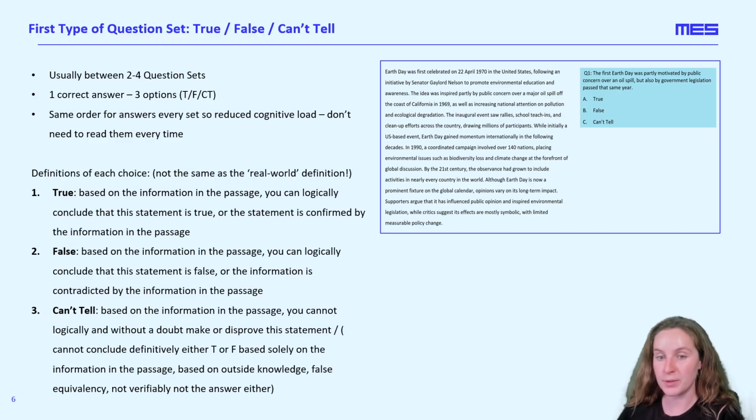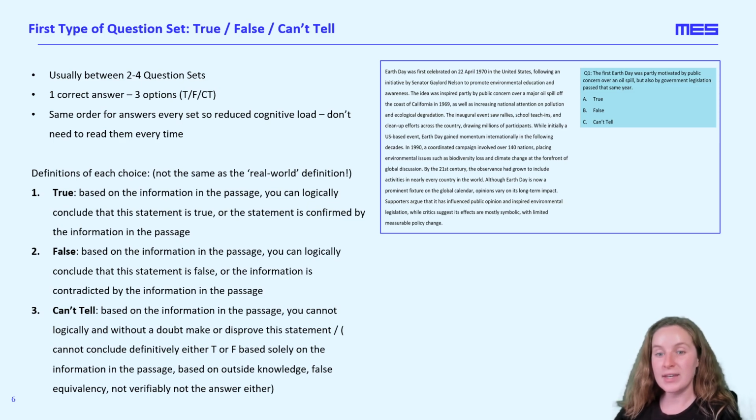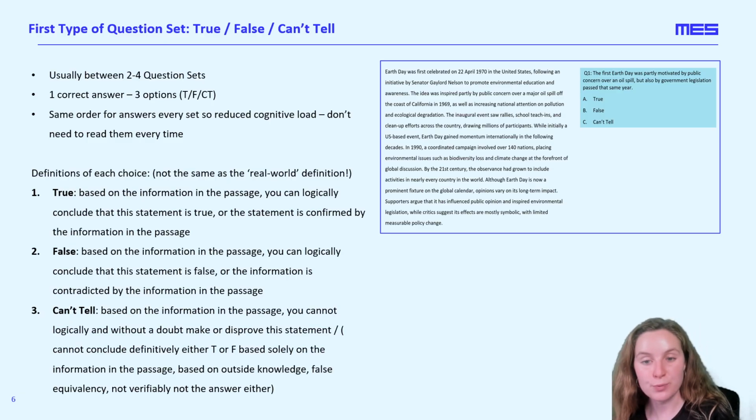So I've seen an example in which the question was asking about the sound barrier being broken in a flight, and the passage itself only offered the number of the speed of the aircraft, and it did not confirm in the passage that the aircraft broke the sound barrier, and so that statement was proved to be can't tell.